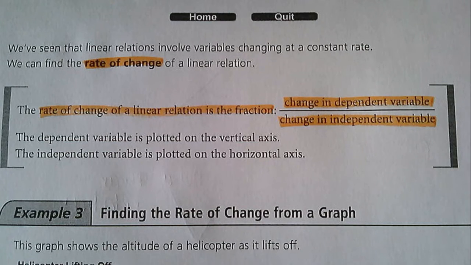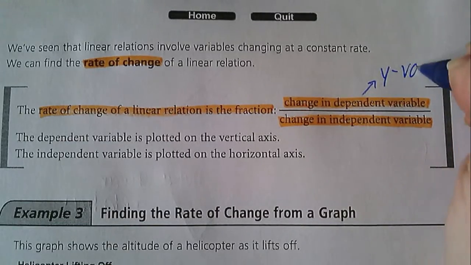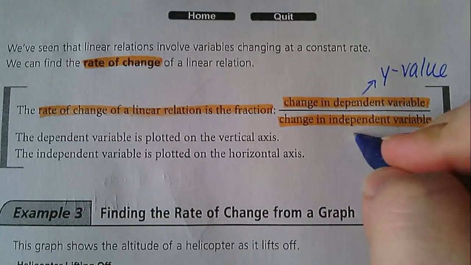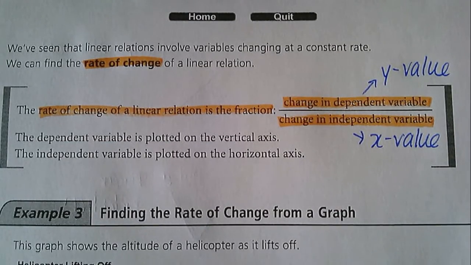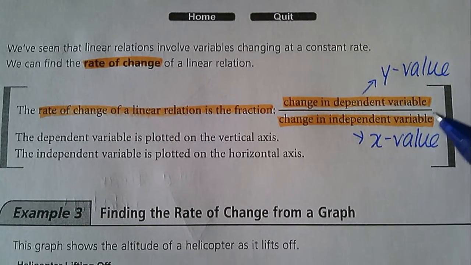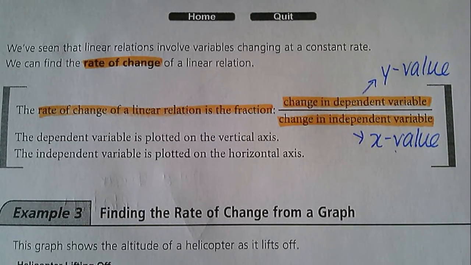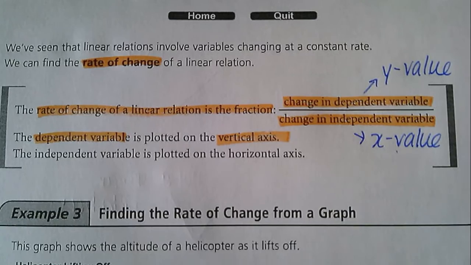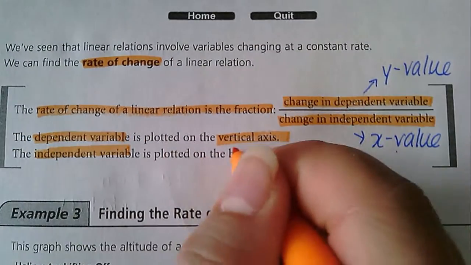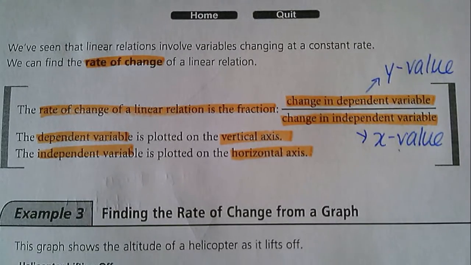Okay, so if you remember from before, from our dependent and our independent variable, our dependent is our y value and our independent is our x value. So really we're looking at our change in y over our change in x. Remember, dependent was on the vertical axis, that's your y-axis, and your independent is on the horizontal axis, that's your x-axis.